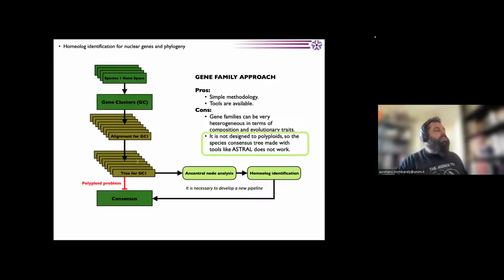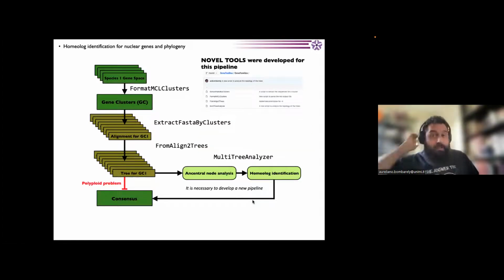So the thing that we did was we analyzed all these trees first. We did some ancestral node analysis, and then we identified the homologs. And then once we identified the homologs, we renamed the different leaves, in this case, and we did the consensus phylogeny. To do that, we made a pipeline that you can also find on GitHub with different modules. So all these things were in this pipeline.